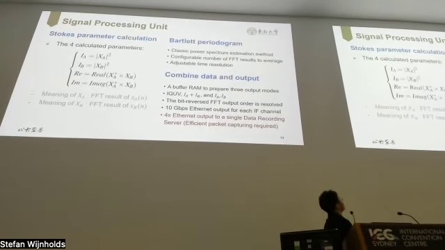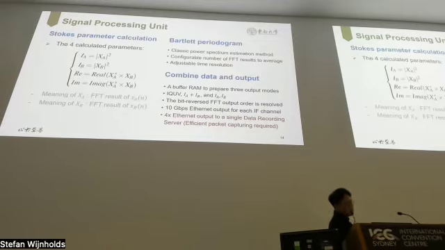The next processing step is the Stokes parameter calculation. We actually calculate these 4 parameters, and the real Stokes parameters can be derived using these parameters regardless of the polarization type of the telescope.